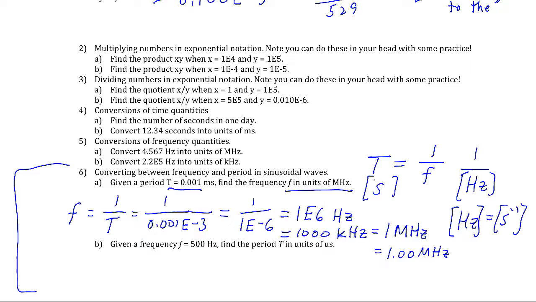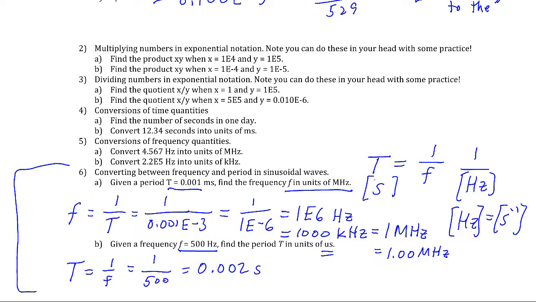Okay? Let's do part B then. Given the frequency of 500 hertz, let's calculate T in microseconds. T is 1 over F, which is 1 over 500, and in this case the 500 is already in hertz. I don't have to convert mega or kilohertz into hertz here. So if I plug in 500 in units of hertz, I'm going to get T out in units of seconds. And 1/500th is 0.002, and this is going to be seconds.